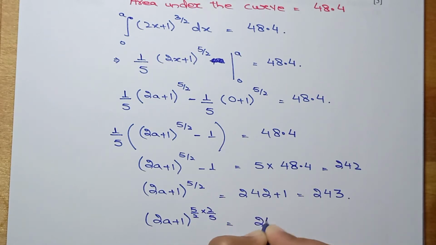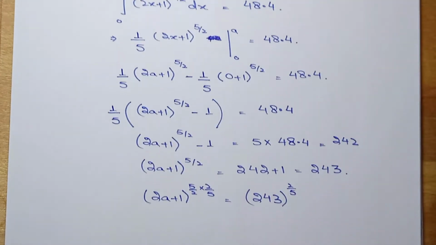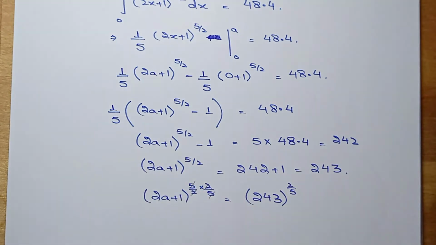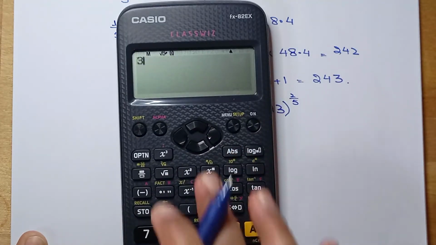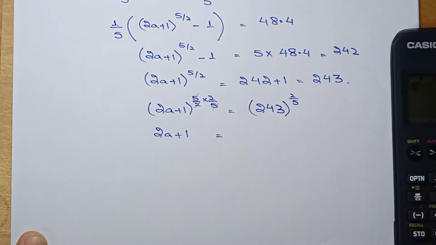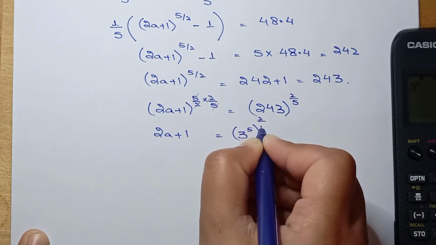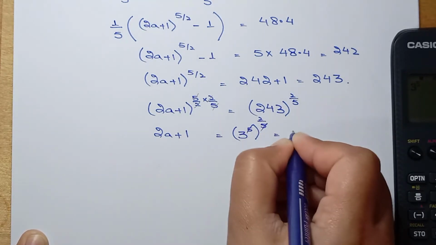This is 243 power 2/5, right? So here we can cancel 2 with 2, 5 with 5. On the left side we are just left with 2a + 1, and 243 is basically 3 power 5. Let me check, 3 power 5 is 243, yes. So 3 power 5 and its power 2/5, we can cancel the 5, we are just left with 3 squared, that is equal to 9.